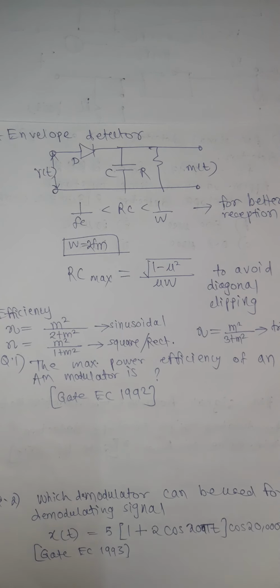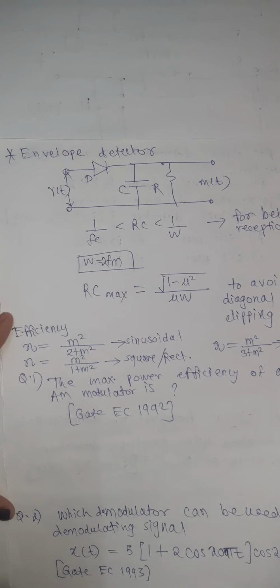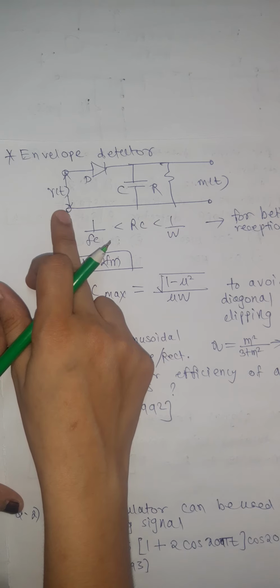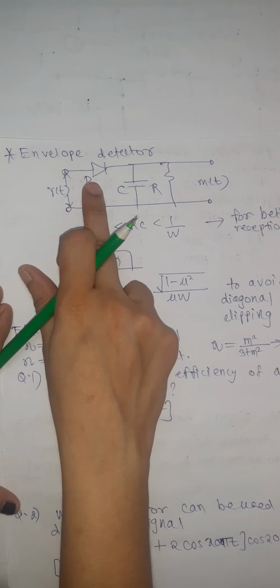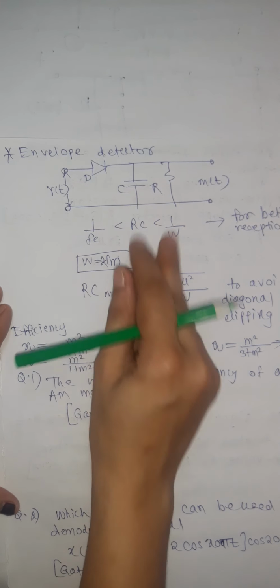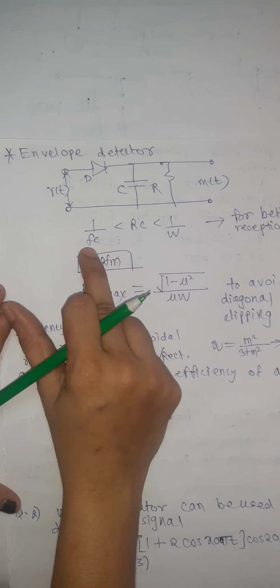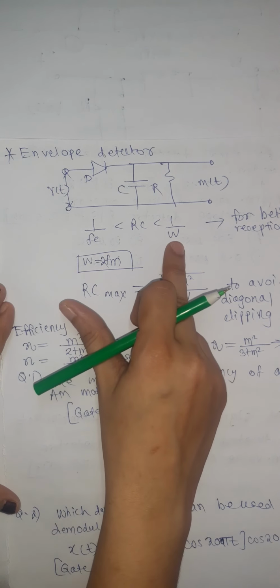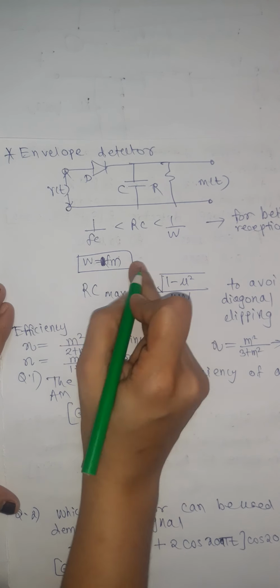The next is envelope detector. Envelope detector is used to detect AM modulating signal. Here r(t) is carrier signal, and m(t) is modulating signal. Here it is diode and one RC circuit is present here. 1/fc, that is 1 upon carrier frequency, less than RC, the time constant, less than 1/W, where W is nothing but fm for better reception. W is equal to fm.